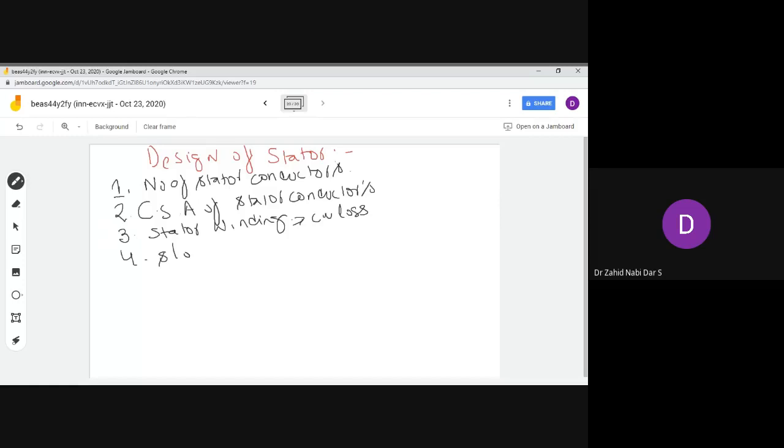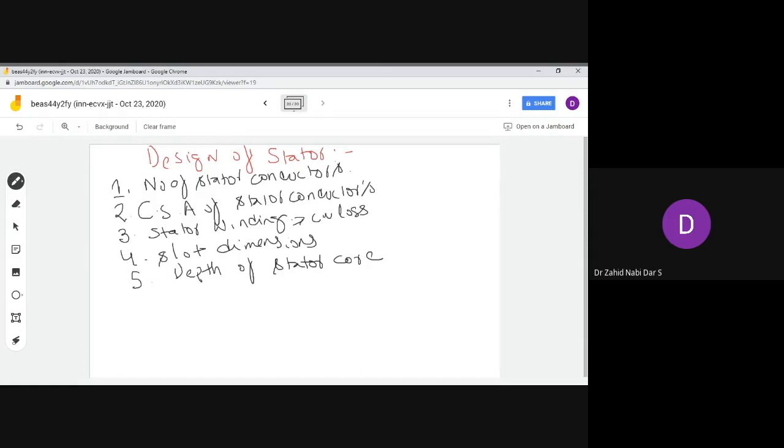Then slot dimensions, and fifth, the depth of the stator core. So these are some of the properties that we are interested in. So let's understand how many stator conductors will be required.